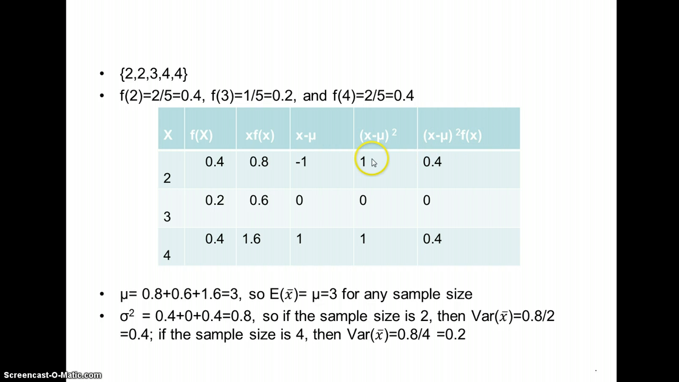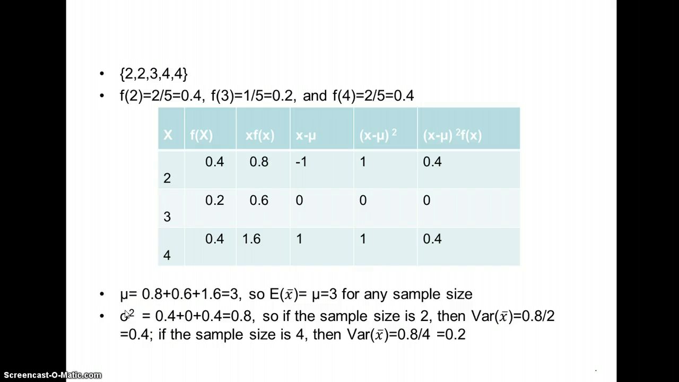So I take 1, multiply by the second column, that's the probability column, 0.4. So 0.4 times 1 is still 0.4. And then I take 0 times 0.2, which is 0, and take 1 times 0.4, I get 0.4. And I add all these numbers, so 0.4 plus 0 plus 0.4, that's 0.8. That's the variance, but this is the population variance.